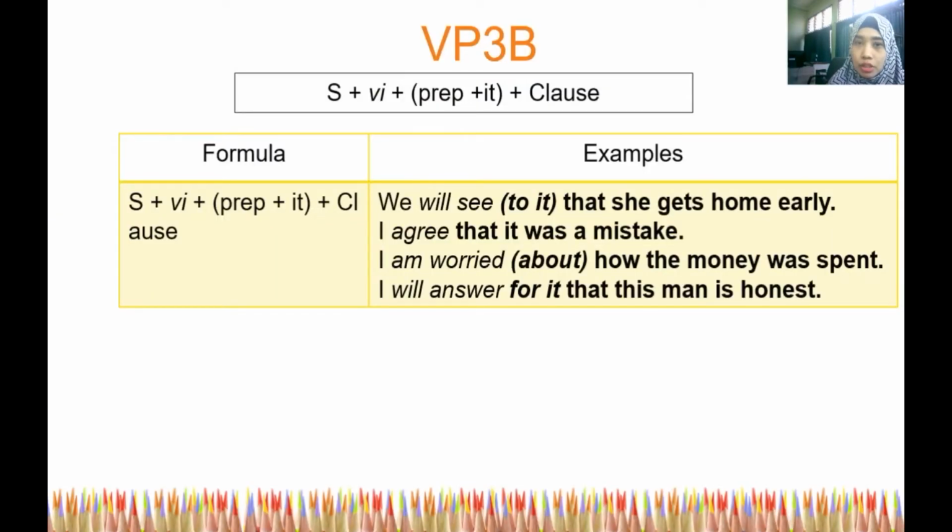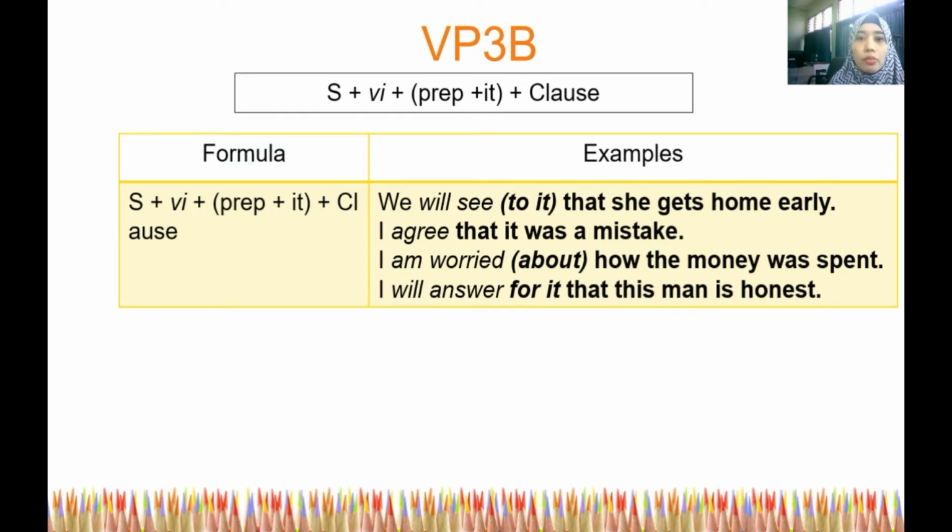Next, the verb pattern 3B, the formula is subject plus verb intransitive plus preposition plus it, but here the preposition plus it part is optional, meaning that you can use it or you can just omit it, and then plus clause. Okay, clause, so there must be a connector or a subordinator followed by a subject and a verb.